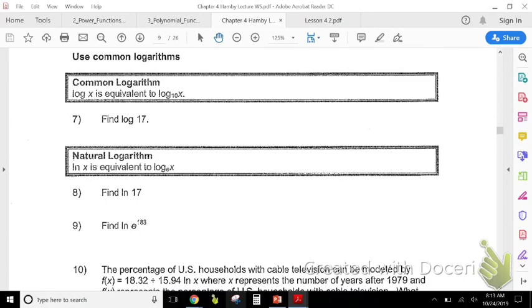This is called the common log. So if no base is written, what is the base? 10.